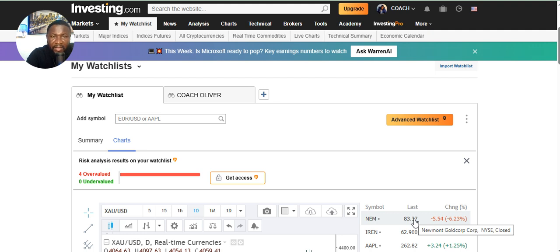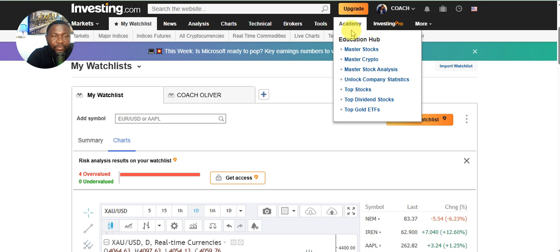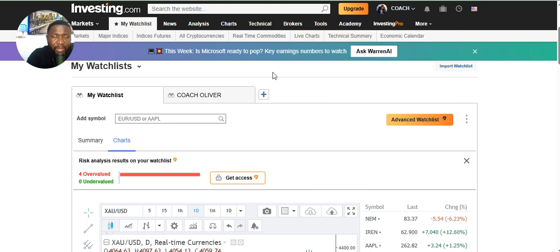Now let's keep going. When you look at the market on investing.com, it has the market structure, the watch list, the news, the analysis, the chart, the technicals, the brokers, the tools, the academy, and Investing Pro, of course, which means that you can subscribe to this site. I'm not promoting the site, I'm just recommending it to all you guys trading the forex market. This site has a lot of components that can help you build a long-term profitable trading structure.